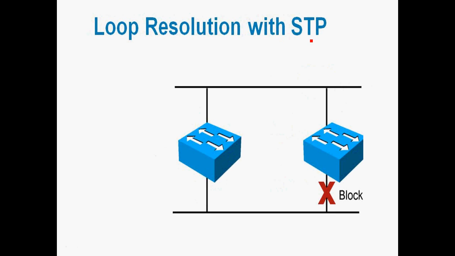Root resolutions with spanning tree protocol. The redundant topology can be overcome by using spanning tree protocol. If there are two redundant links, using spanning tree protocol, one redundant link can be blocked, so it can avoid broadcast storms, MAC address database instability, and multiple frame copies. Those problems can be avoided.